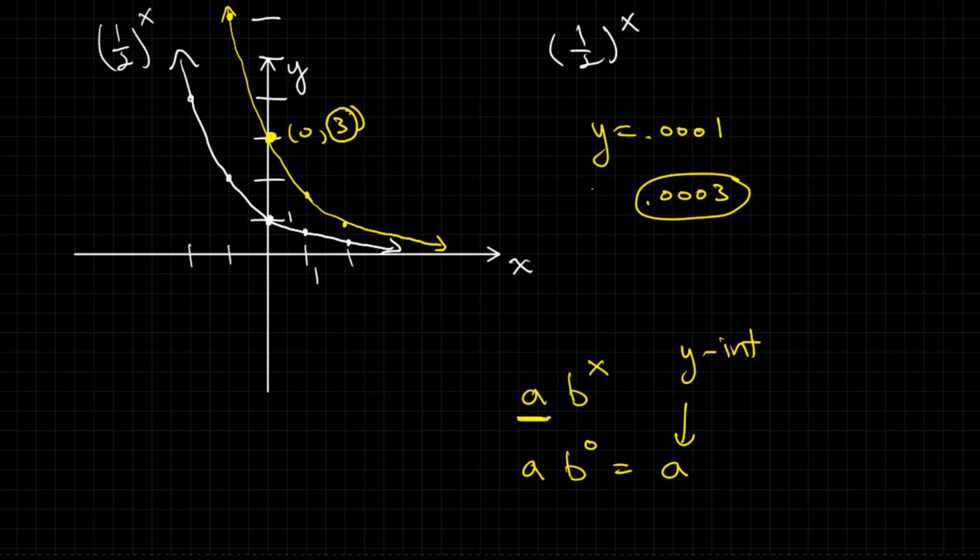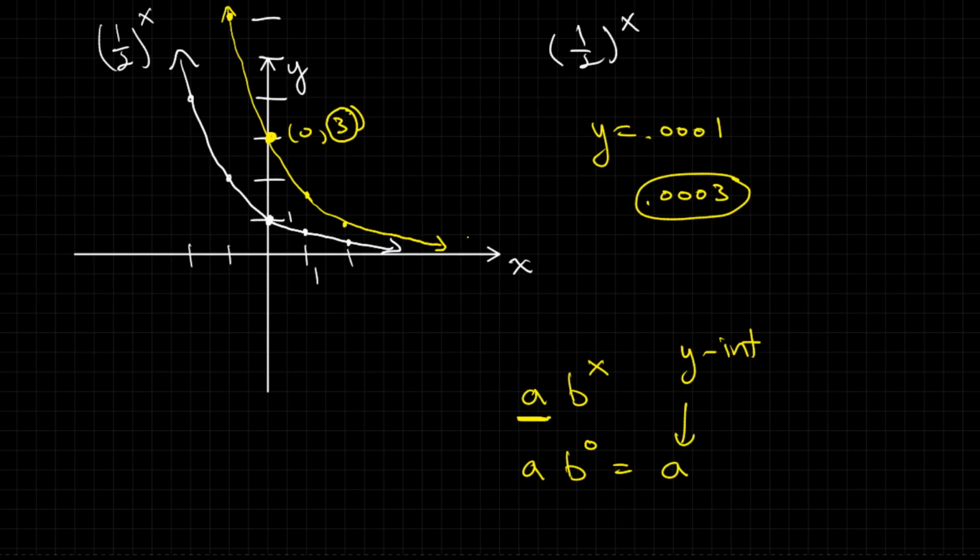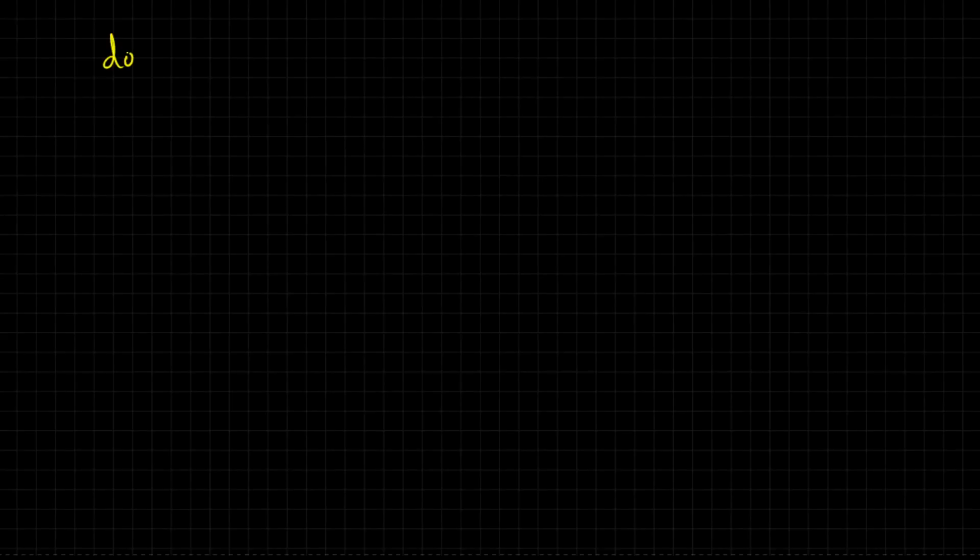Let's go through the other things that are asked for, so the domain, range, and asymptote. So what x values are we allowed to plug in to our transformed function g of x and get a result? Well, every x value. We can plug in any x value to 3 times 1/2 to the x and get a result. So that tells us that the domain is all real numbers. So we can say the domain is -infinity, infinity.